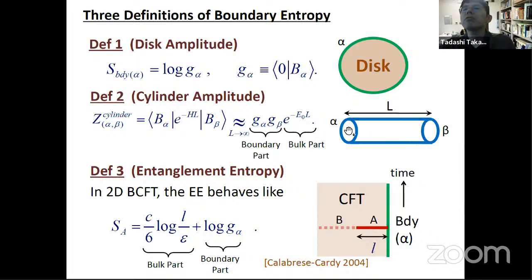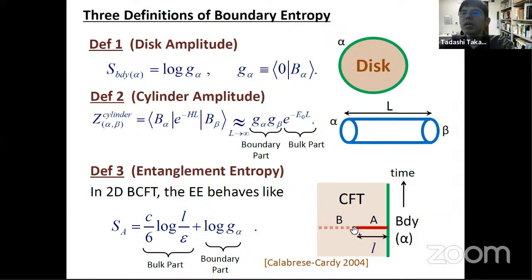And if we take L goes to infinity, if alpha and beta are far apart, the boundaries are far apart, then it factorizes in this way. So the disk amplitude alpha, the disk amplitude beta, and some bulk contribution, which is proportional to L. And we can extract the boundary entropy because this is defined by the disk amplitude. And finally, we can also define it by looking at the entanglement entropy. So the entanglement entropy in the presence of the boundary was worked out by Calabrese and Cardy.